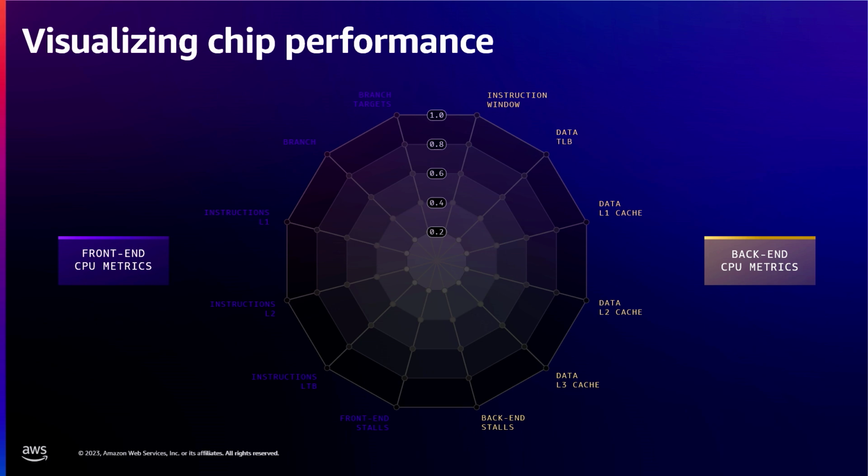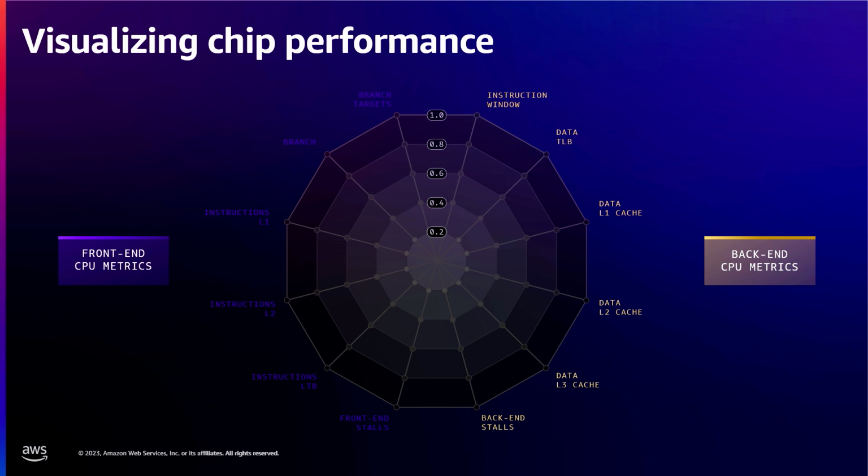And processors can really be thought of as a front end and a back end. On the front end, you have the portion of the processor that gets instructions. And its performance is influenced by factors like the number of branches, the branch targets, and where those instructions are coming from: the L1 cache, the L2 cache, last level cache, or main memory.